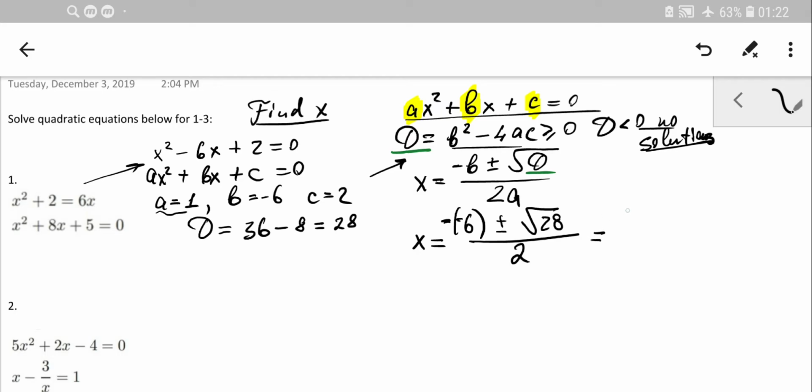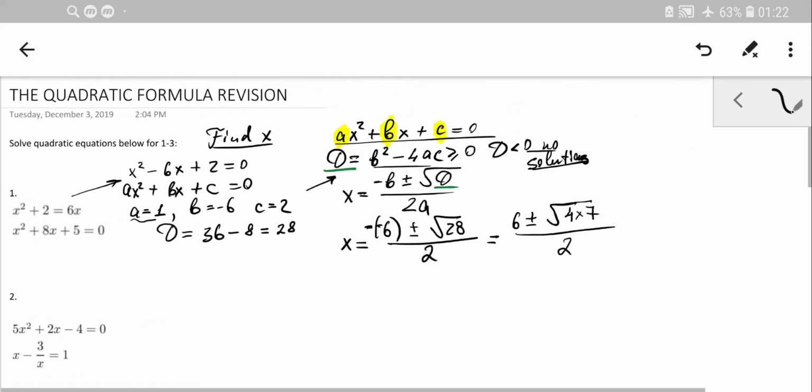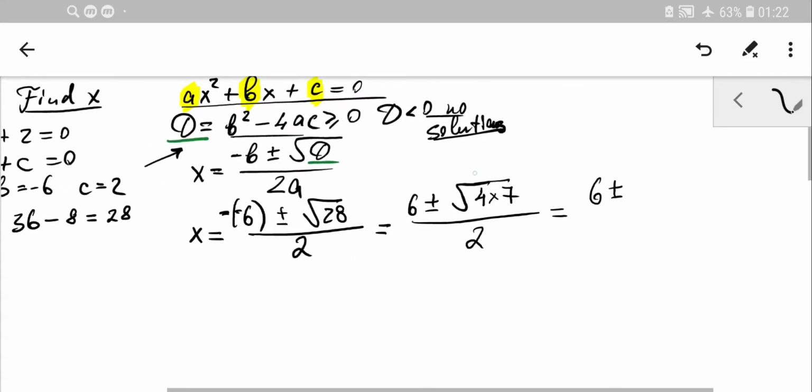All right, so we just simplify. How to simplify a surd? The square root of 28 we can write as a multiplication, 4 times 7. And after that we can simplify. So 6 plus or minus the square root of 4, because the square root of 4 and 7 is going to be like isolated roots, right?